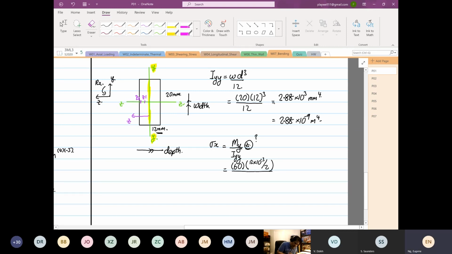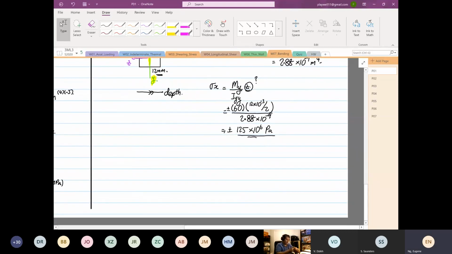Half it divided by Iyy, which is equal to 2.88 times 10 to the power minus 9. So this will be equal to 60 times 12 to the power minus 3 divided by 2, divided by 2.88 to the power minus 9. It's going to be 125 plus or minus, right? 125 times 10 to the power 6 Pascal.